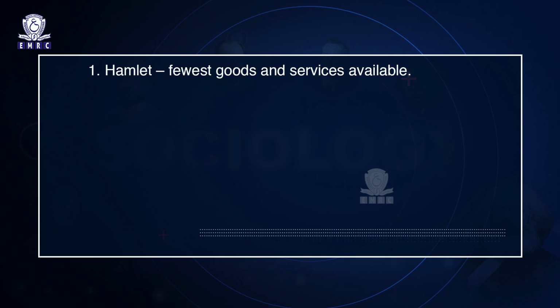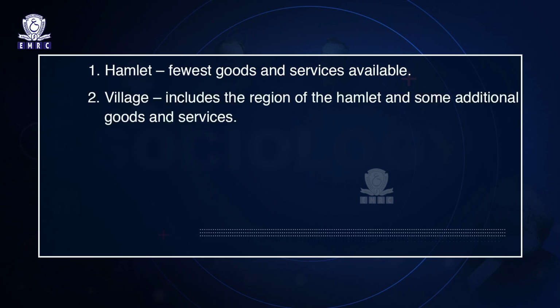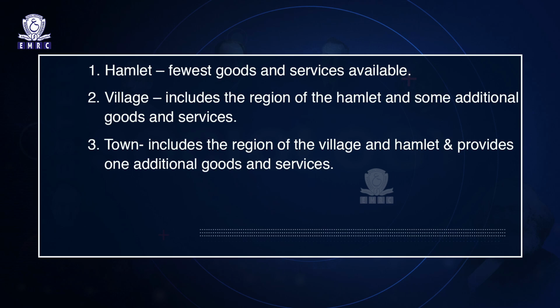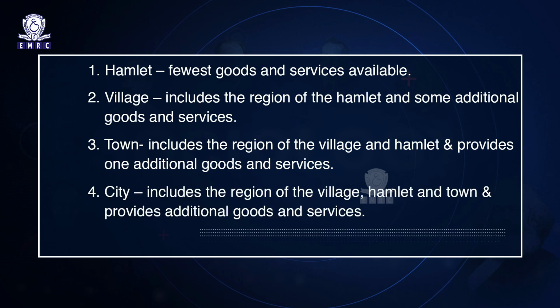The rank order of central places is as follows. First is the hamlet, which has the fewest goods and services available. Second is the village, which includes the region of the hamlet and some additional goods and services. Third is the town, which includes the region of the village and hamlet and provides one additional good and service. Fourth is the city, which includes the region of the village, hamlet and town and provides additional goods and services. And fifth is the regional capital or the metropolis.